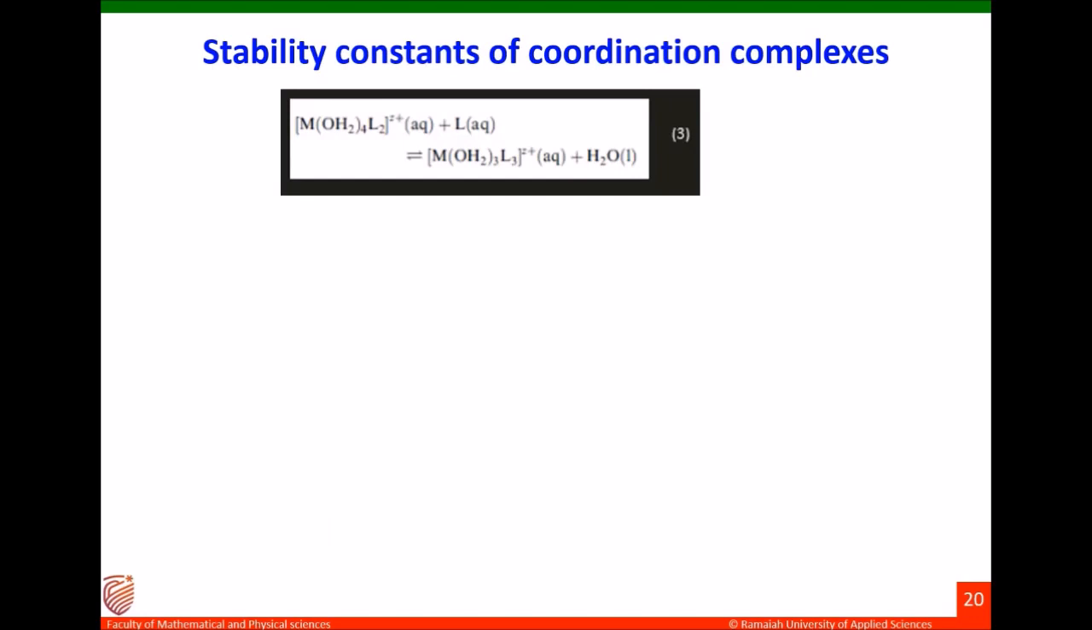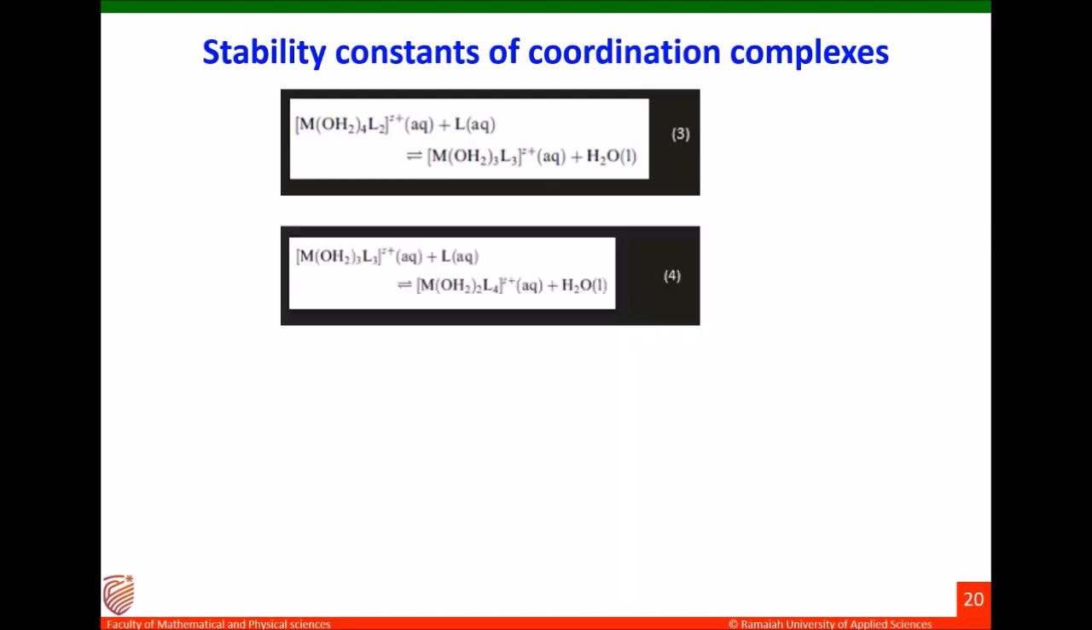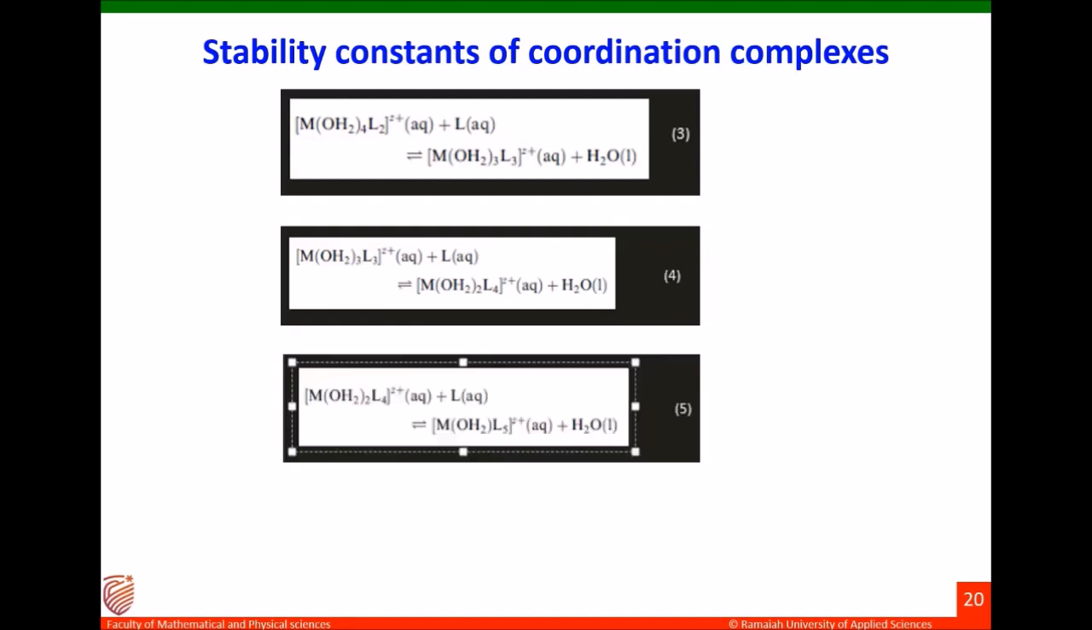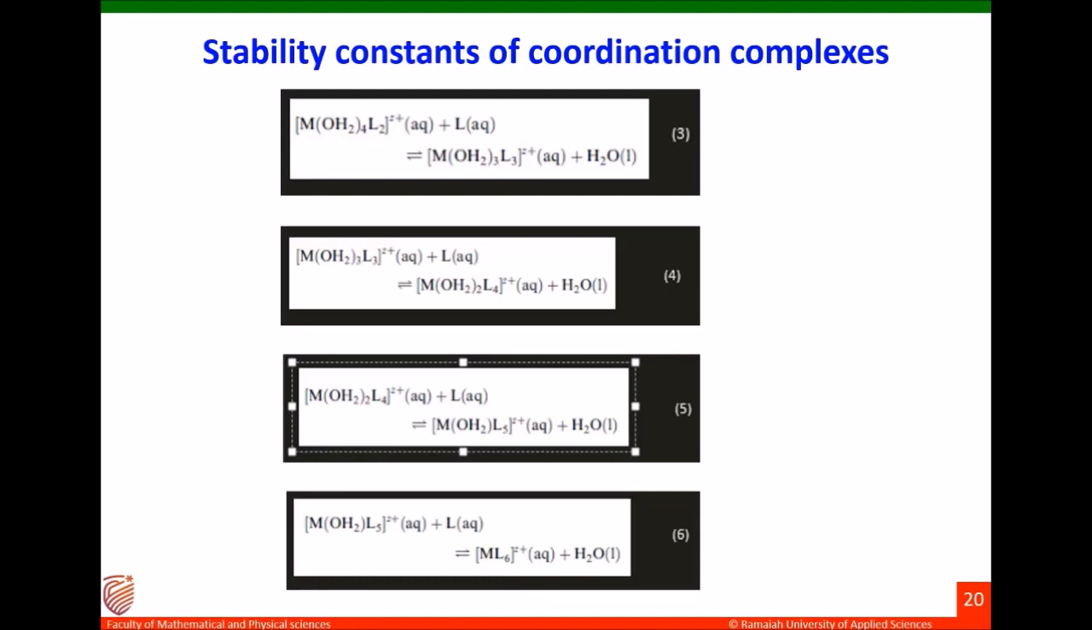In the third reaction, it is continuing. The ligand is replacing one H2O group from [M(OH2)4L2], forming [M(OH2)3L3], and this will continue until the removal of the last OH2 group from the complex ion, forming a new complex ML6^z+. So there are 6 stepwise displacement reactions for this hexa aqua ion [M(OH2)6]^z+.